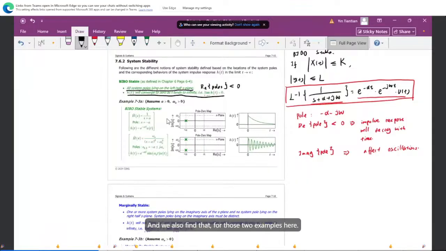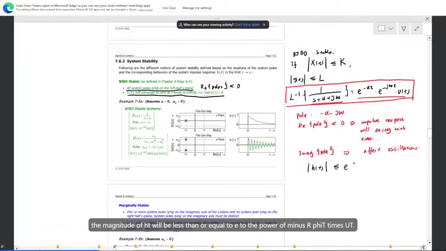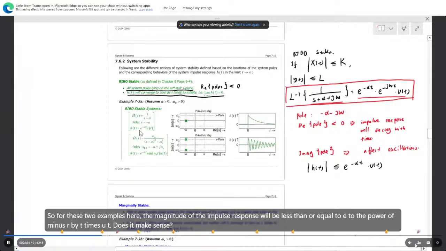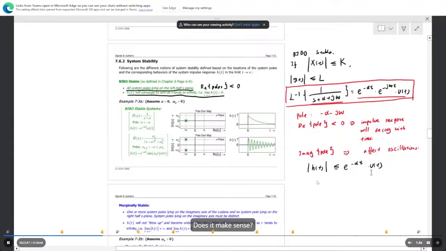And we also find that for these two examples here, the magnitude of h(t) will be less than or equal to e to the power of minus alpha t times u(t). Is it correct? So for these two examples, the magnitude of the impulse response will be less than or equal to e to the power of minus alpha t times u(t). Does it make sense?